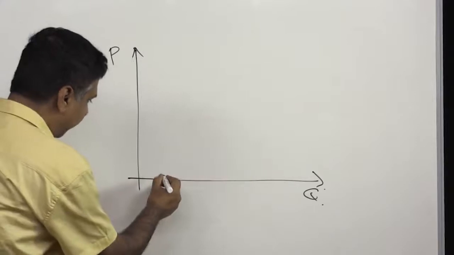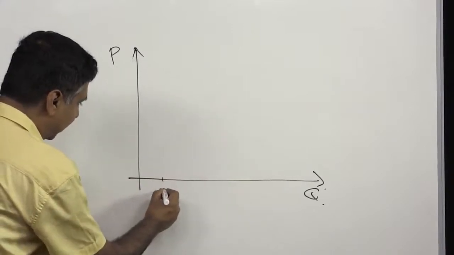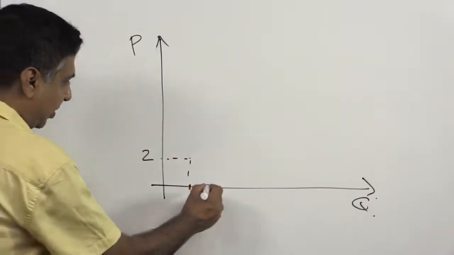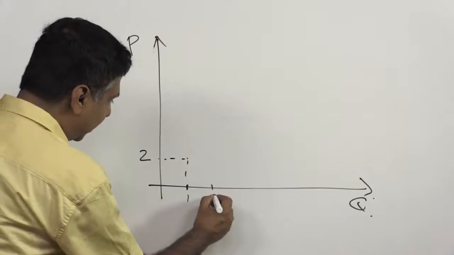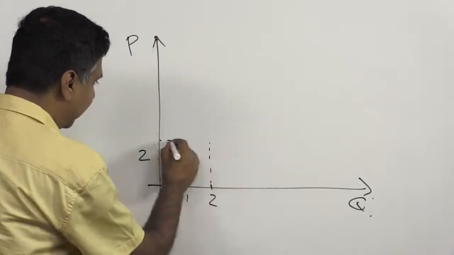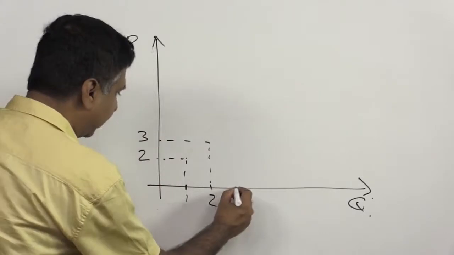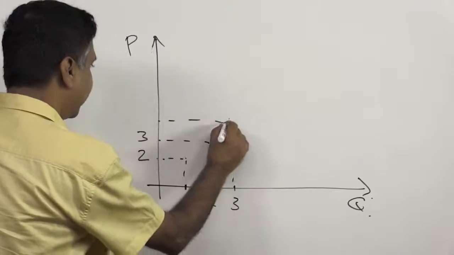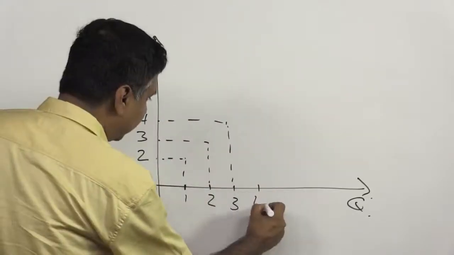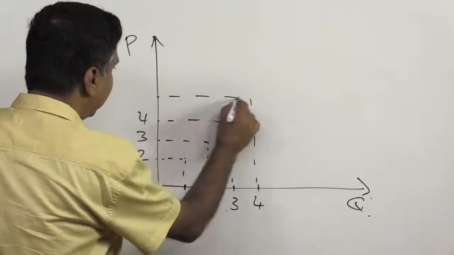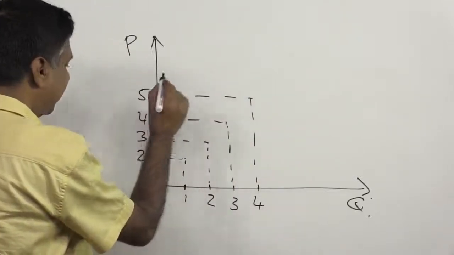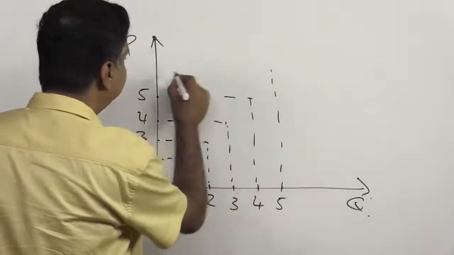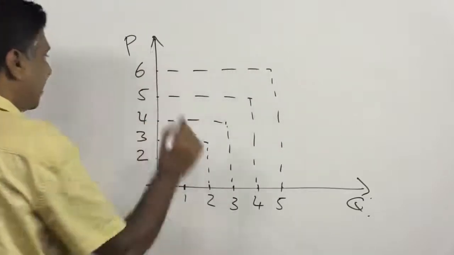And let's suppose that the seller is willing to sell 1 unit at a price of 2 rupees. Okay? And then the second unit he is willing to sell at a price of 3 rupees. And we continue this way. The third unit he is willing to sell at a price of 4 rupees. Then the fourth unit he is willing to sell at a price of 5 rupees. And finally, the fifth unit, the fifth cup, he is willing to sell at a price of 6 rupees.